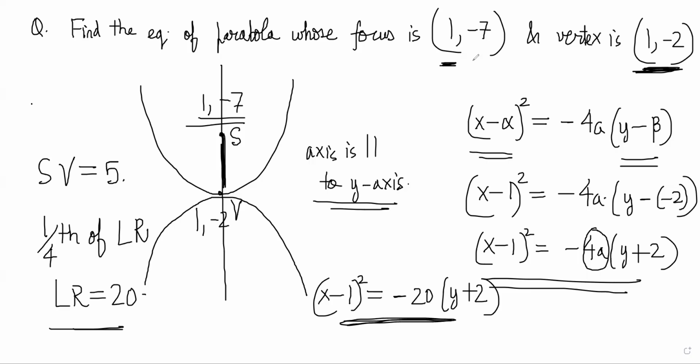Notice how by knowledge of focus and vertex, we found the equation. Because the vertex was not 0, 0, it has been a shifted parabola. And because the x coordinates were matching, we realized that the axis is parallel to the y-axis, right? Let's do another problem.